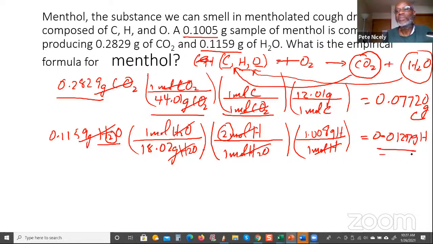All right, so this would be the mass of hydrogen, and this would be the mass of carbon. But remember, there are 3 elements present: carbon, hydrogen, and oxygen. So the question now becomes, how do we determine the mass of oxygen? It's quite simple. Remembering that 0.1005 grams is the total mass of the compound, and we have the mass of 2 of the elements present, namely the carbon here and the hydrogen here.